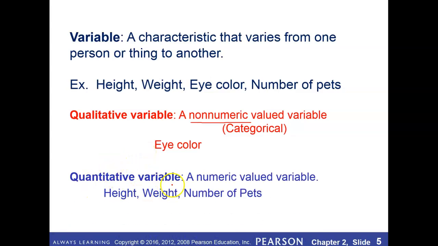A quantitative variable is simply that something can be described with a number. Your height is a number. Your weight is a number. The number of pets you have is a number. So that would be an example of a quantitative variable. Their favorite breakfast cereal would be qualitative, because that wouldn't be something that would be described with a number.